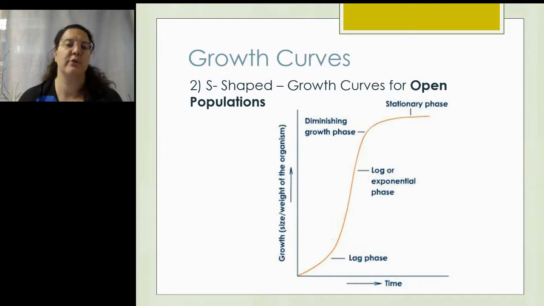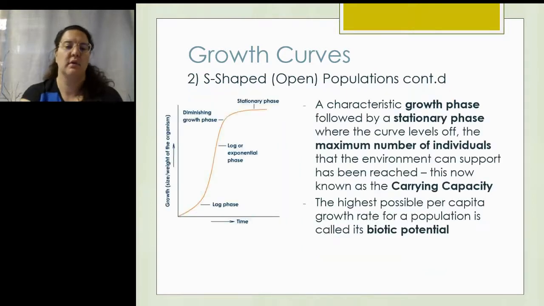The second type of growth curve is an S-shaped curve, and they show this curve for open populations. So animals are able to go in and out of the population, as well as natality and mortality occur. So we have our lag phase at the beginning, our phase of exponential growth, but then we have our stationary phase. So we've hit the point where we've reached the carrying capacity of that environment. So that stationary phase where the curve levels off is the maximum number of individuals that the environment can support.